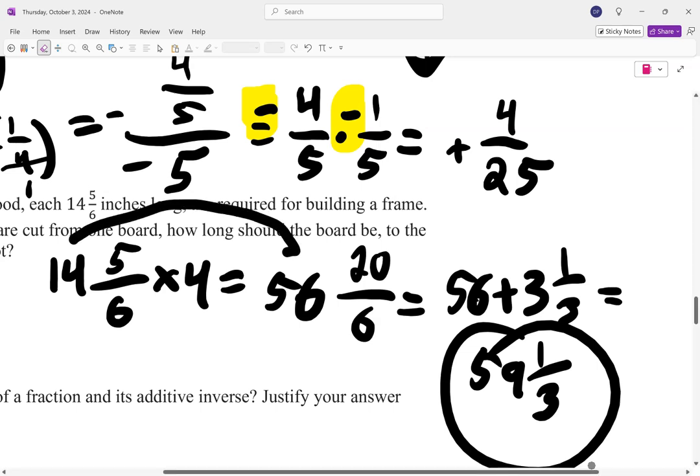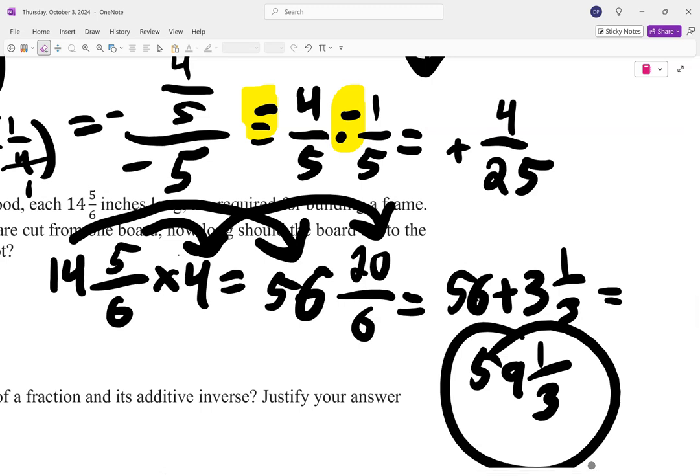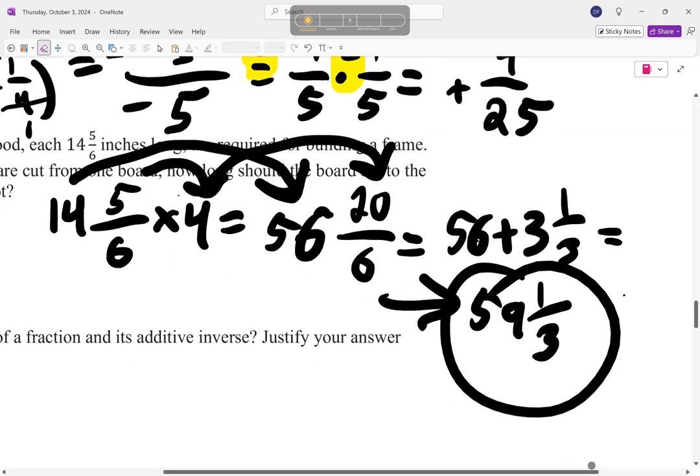No. 4 times 14 is 56. And then 5 and 6 times 4 is 20 over 6. So I did them separately. Where? Wait, where? It is 59. Yeah, this is inches. Alright, so the closest number of feet is 6 feet. Right? I meant 5, because it becomes 60. Thank you.